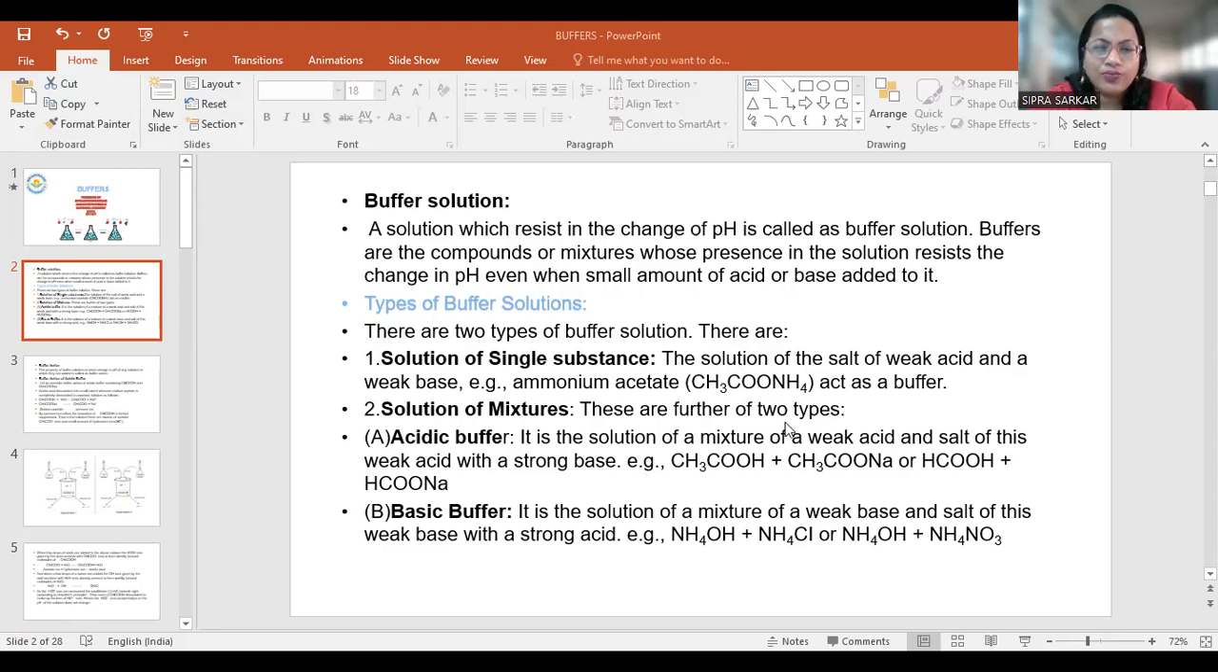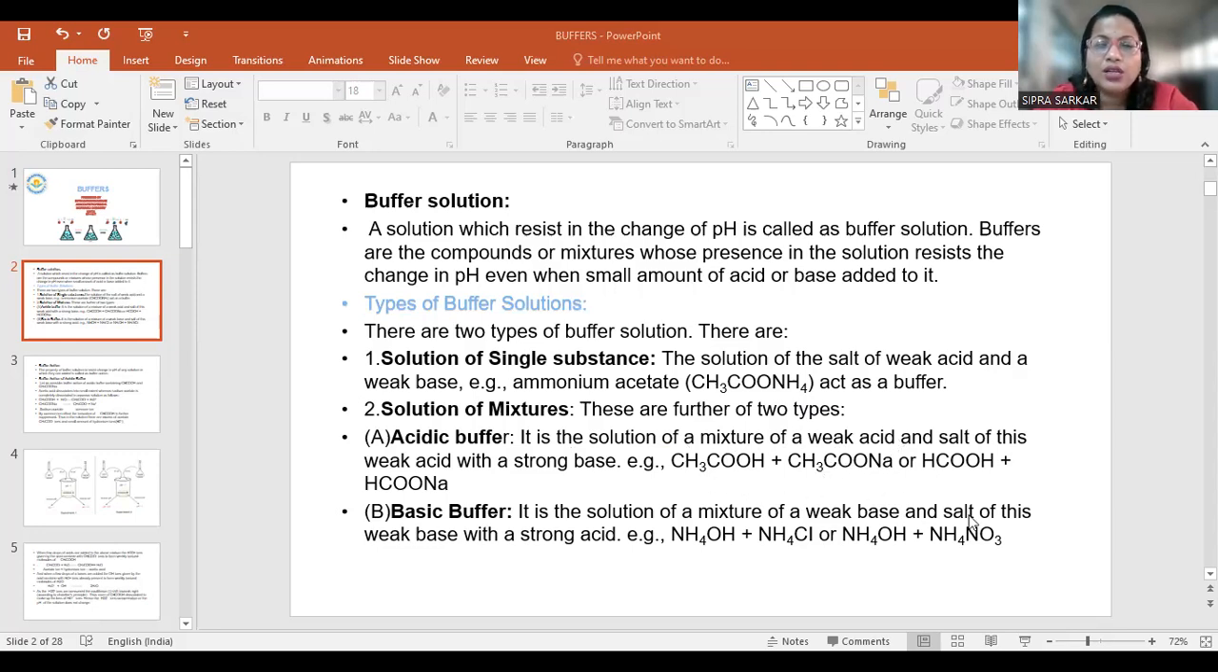Next, solution of mixture. They are of two types: one is acidic buffer, one is basic buffer. Acidic buffer is a solution of a mixture of a weak acid and a salt of this weak acid with a strong base, like acetic acid and sodium acetate. The strong base, sodium hydroxide, reacts with acetic acid and the salt formed is sodium acetate. These two are used to produce an acidic buffer.